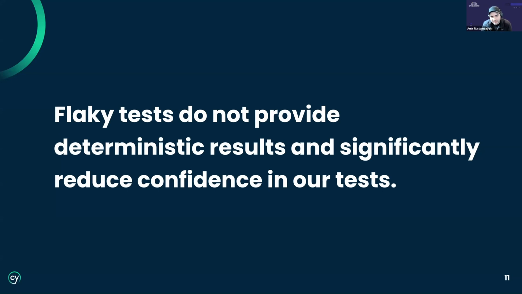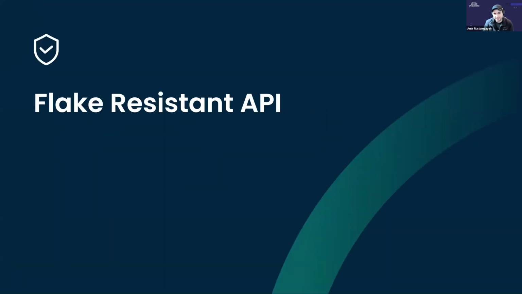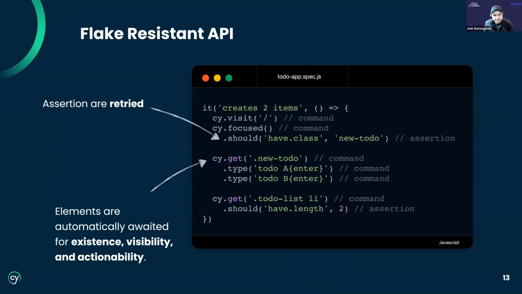So from day one, Cypress was architected from the ground up to be cognizant of the problem of flake and the common scenarios that happen within web application testing that can result in flake. So its architecture and its API were really built with this in mind. Let's take a look at some examples of how this is the case.